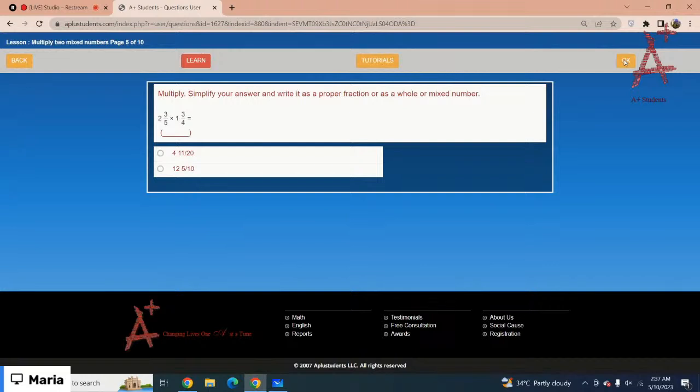You have to divide 91 by 20. So 20 times 4 is 80. It would be 4 whole 11 over 20. The correct option is 4 whole 11 over 20. Got it?